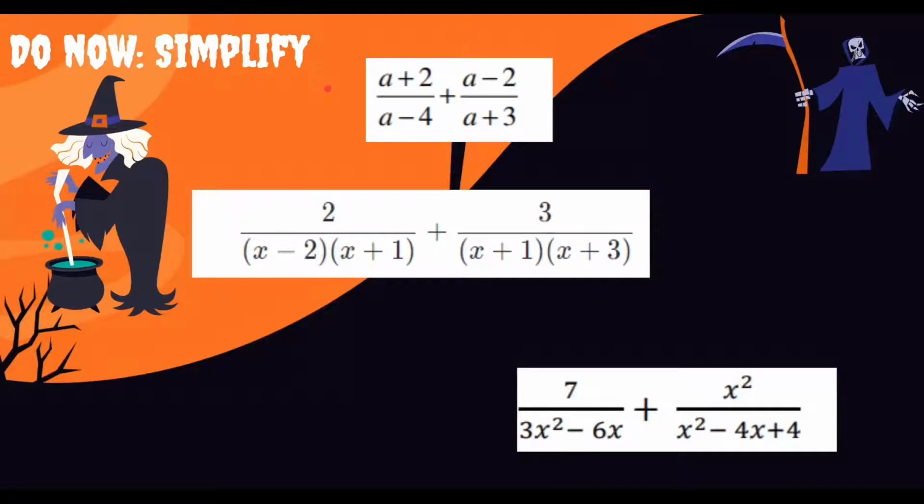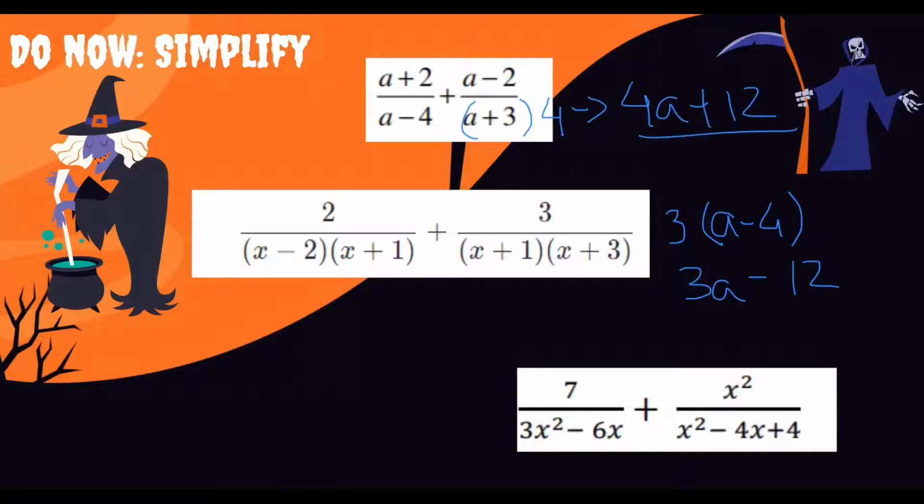Let me actually show you what is going to happen if you do that. So you're telling me to times it by 3, right? If I multiply that by 3, it's going to be 3a minus 12. And if I multiply this by 4, it's going to be 4a plus 12. Are they the same thing? Because a common denominator means that they are going to have the same denominator. Even though they're two fractions, they're going to end up with the same denominators. So are they the same thing? No. So you can't do that.